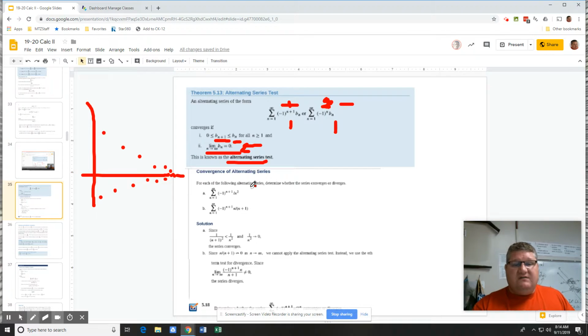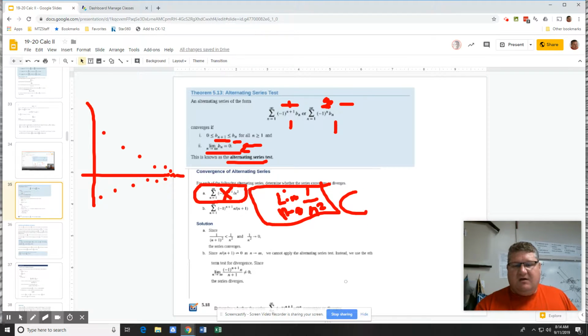Now, let's go through an example. Here's a pretty clear example right here. Now, -1 raised to the n plus 1, but really all of it is just over n squared. So really it's just the same as this. So it's kind of like a comparison test in that we're just ignoring the alternating component. And we say, well, let's take the limit as n approaches infinity. Well, obviously, we already know what this series is going to do. Converge. So if this is going to converge, then we're probably going to have some convergence.